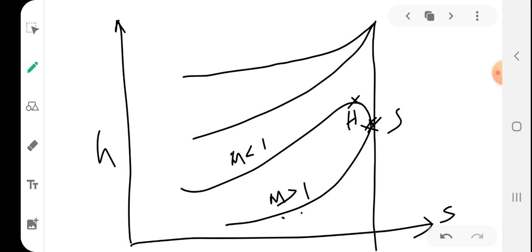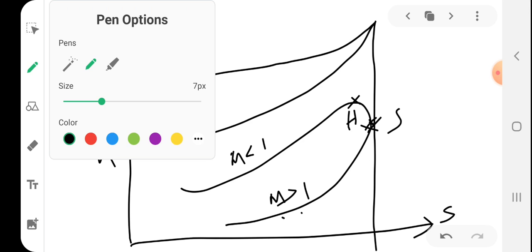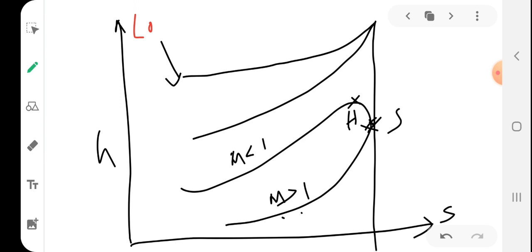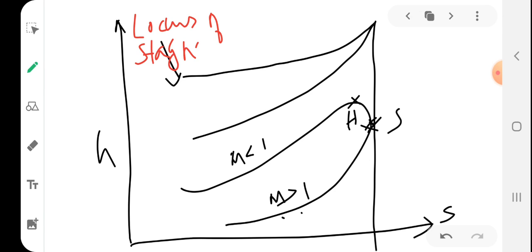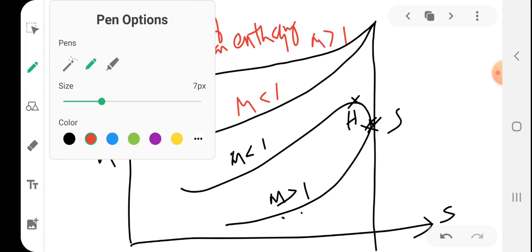So this is the corresponding stagnation value, locus of stagnation enthalpy. Okay, and you have to note that here, the lower branch will be the subsonic value, and upper branch will be the supersonic value. Okay, the exact opposite of the actual line.